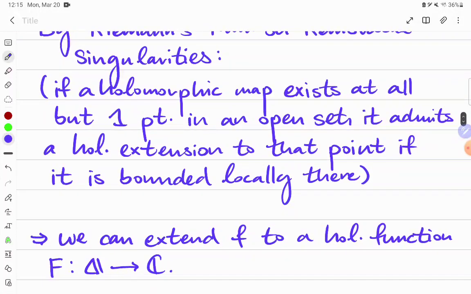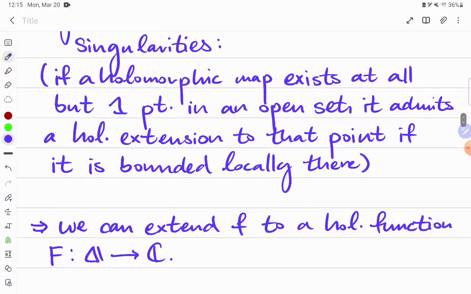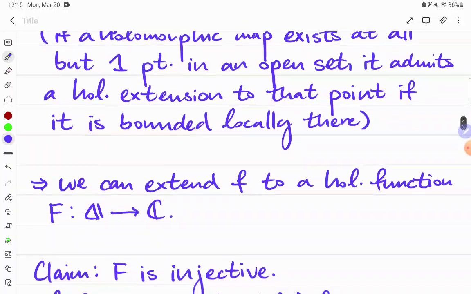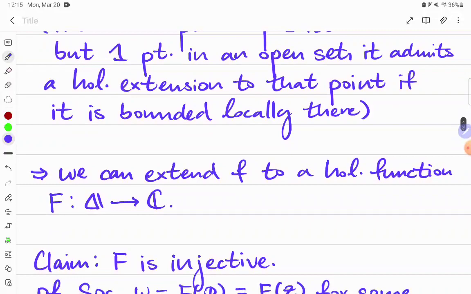Let us say that big F is the holomorphic extension of little f from the punctured unit disk to the whole unit disk. And for now, we will say that big F maps the whole unit disk into the complex plane, but we will specify the codomain and the image of big F more precisely later on. How do we proceed from here? Well, our next claim is sort of a mini result that guides us along the way. This result states that this new holomorphic function we've just defined on all of the unit disk is in fact injective. How do we show this?